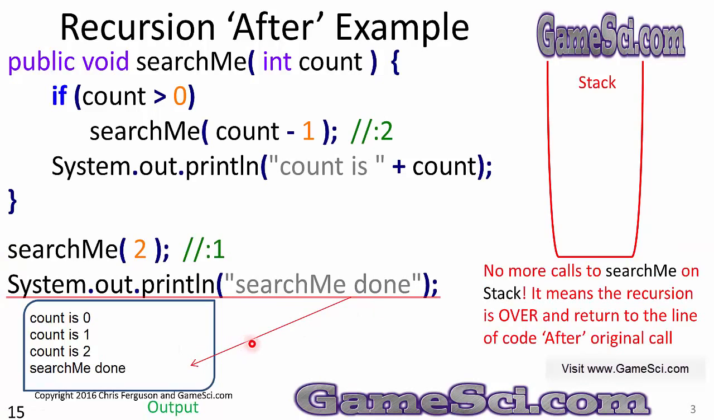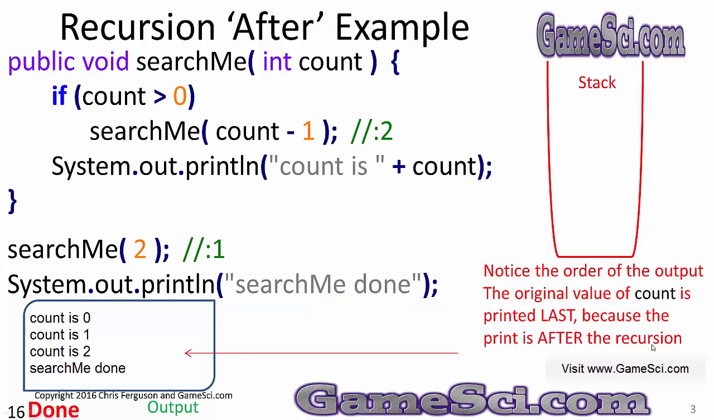You can see SearchMe is done. It's come out. There are no more calls to SearchMe on the stack. It means the recursion is over, and we return to the line of code after the original call, which is that print statement, SearchMe done. Pretty slick, huh?